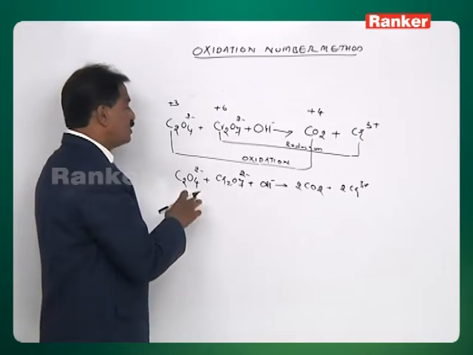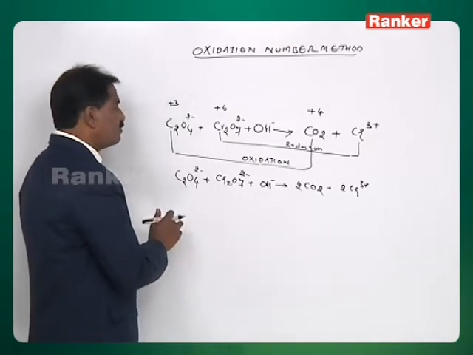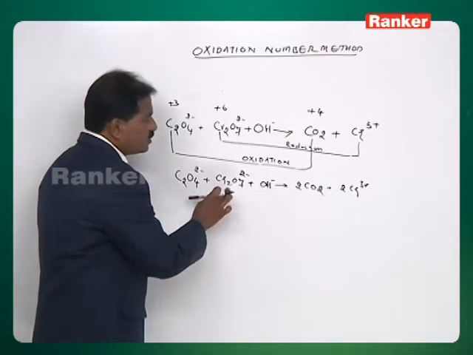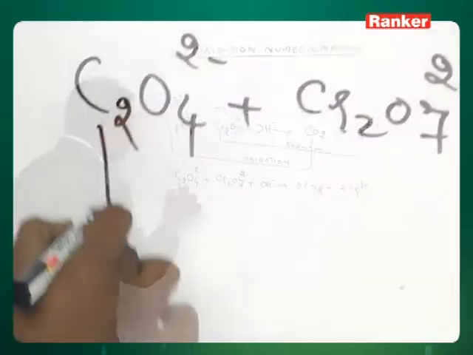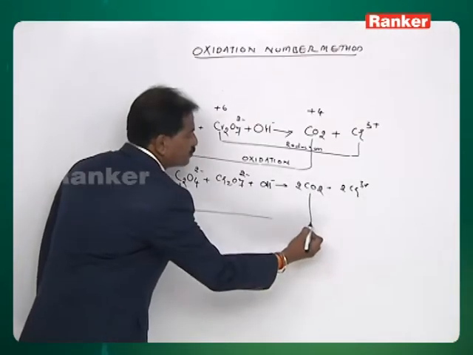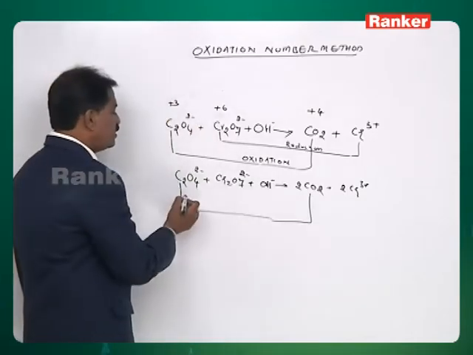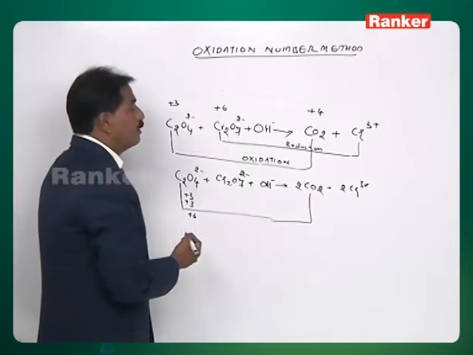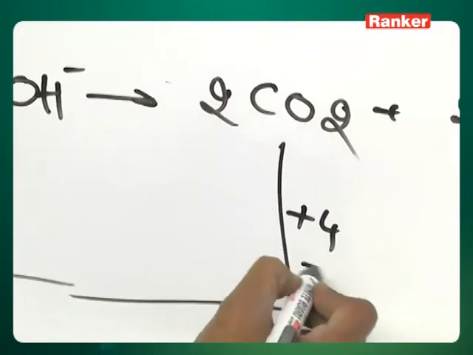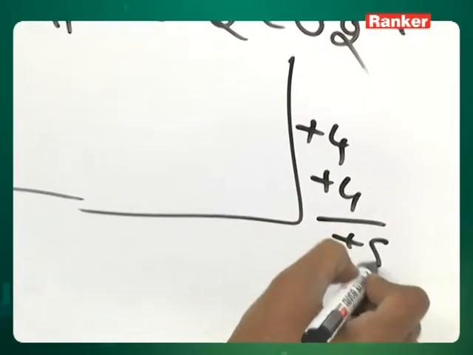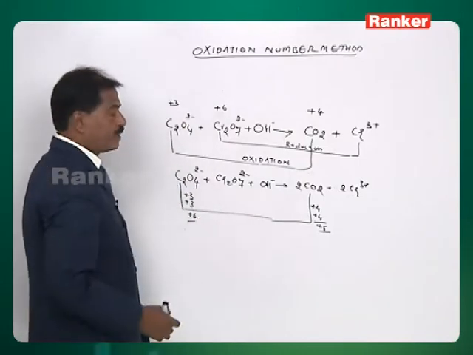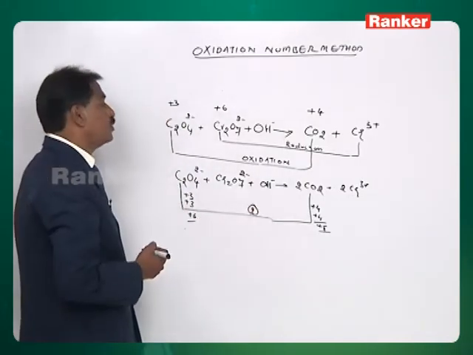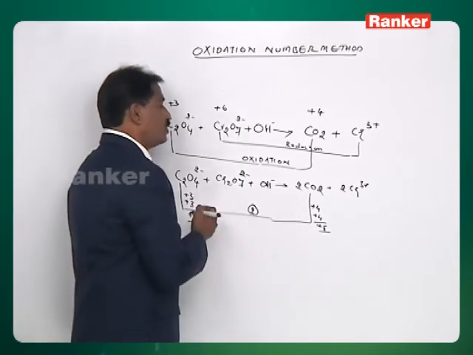Next, after balancing the carbon and chromium atoms, now identify the total charge difference of the carbon atoms and the total charge difference of the chromium atoms. Here each carbon is in +3 oxidation state. Therefore, total charge is +6. Here each carbon is in +4 oxidation state. Therefore, total charge is +8. Therefore, the total charge difference is how much? 2 units.